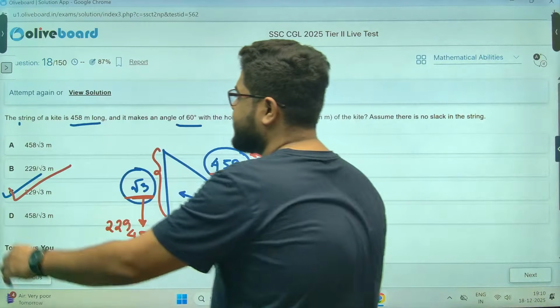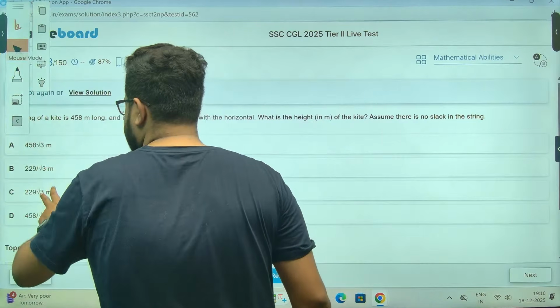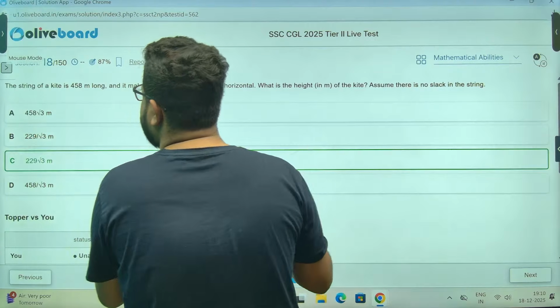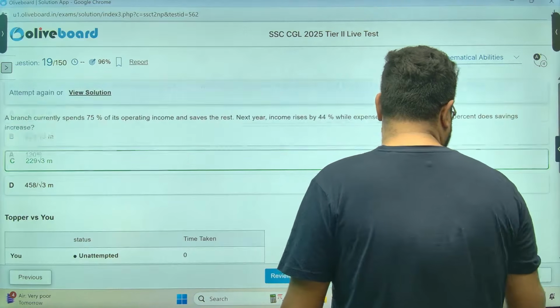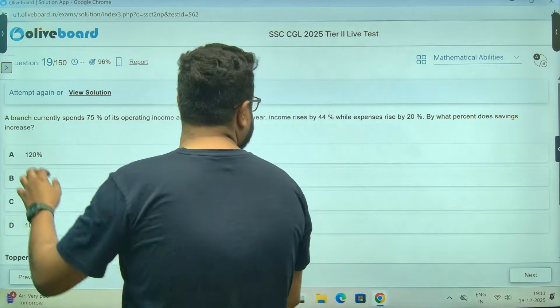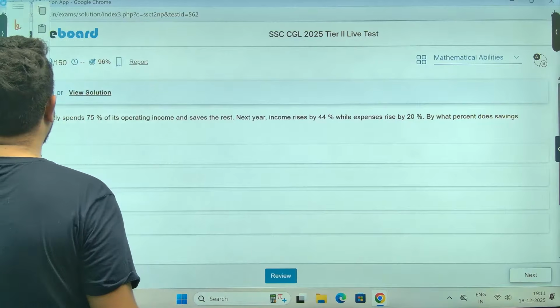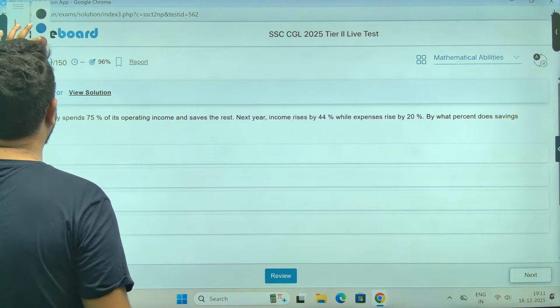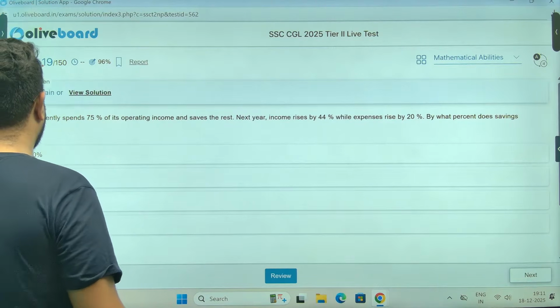Again, today's question is very simple. At least till now, for the first 18 questions, I felt it is very simple. And this question also looks very simple.